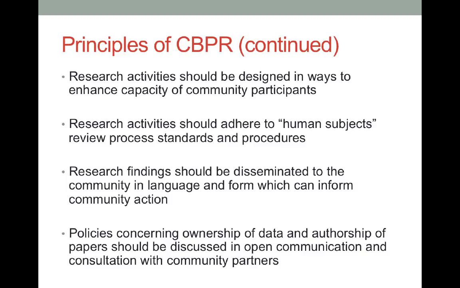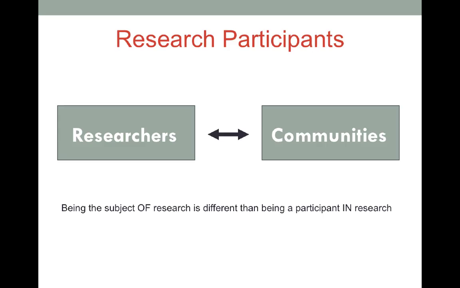It requires that research findings are made available to and disseminated among the community so that they can use the results, and that the data collected and any papers authored are shared by all those involved with the study, not just with the researchers. And the point of this is because being the subject of research is very different from being a participant in research. With a community-engaged approach, communities are seen as partners and collaborators, and community members are viewed as research participants, not as research subjects.